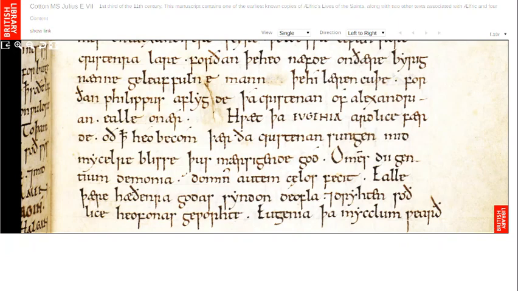So it says, Huata Eugenia arliche farde, on that heo become, dar the Christianen sungen min mitjara blisse, dus marcien de God, omnes die gentium demonia dominus autem celos fecit. So to translate that, it says: listen how Eugenia suddenly travelled until she came to the place where the Christians were singing with great bliss, thus praising God.